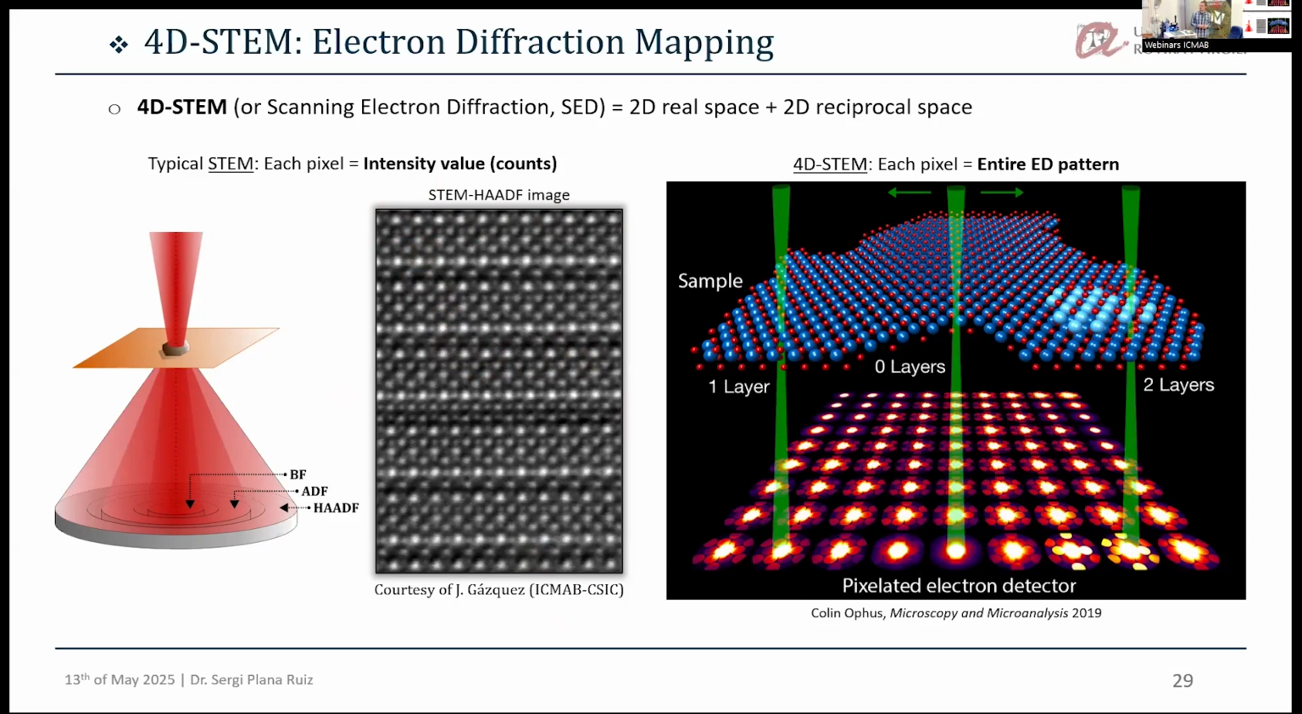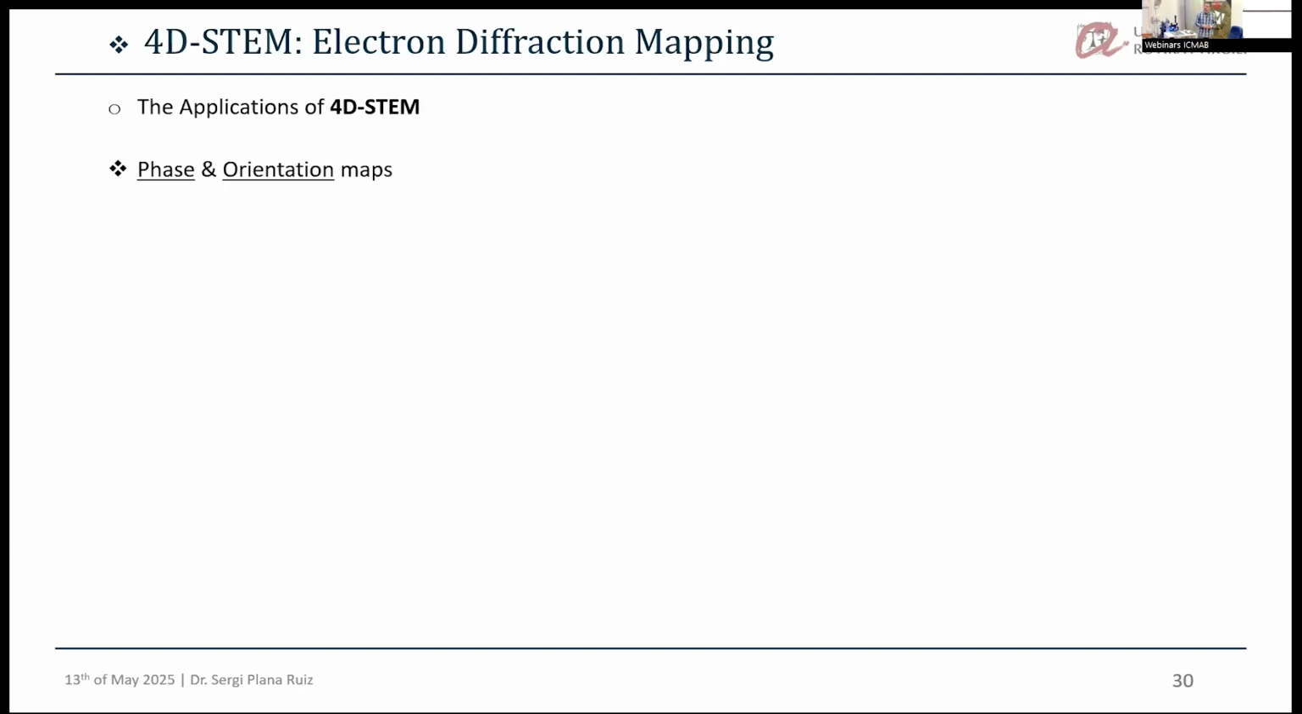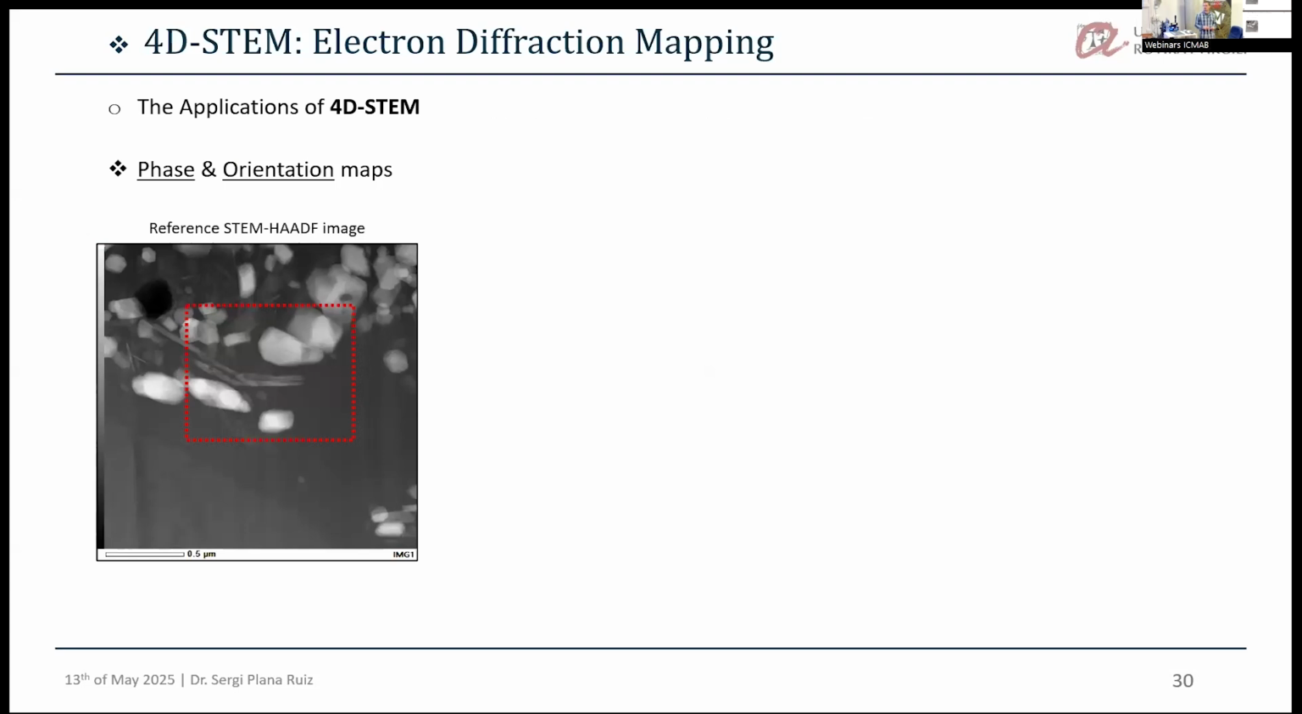And what can you do with this kind of diffraction data? First, we can obtain phase and orientation maps. For example, we have this reference STEM HAADF image here, and we just want to collect some 4D-STEM data from this area. So we collect that.